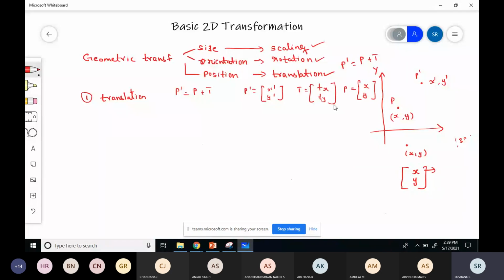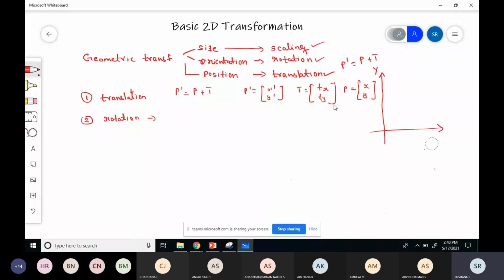So now I'll talk about rotation. Rotation means you're rotating an object with respect to a point. The rotation can be performed either in anti-clockwise direction or in clockwise direction. So you can rotate the object in clockwise direction as well as anti-clockwise direction. For this also, I'll just draw an image.